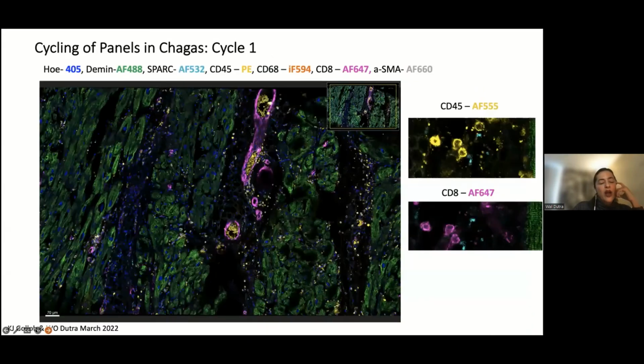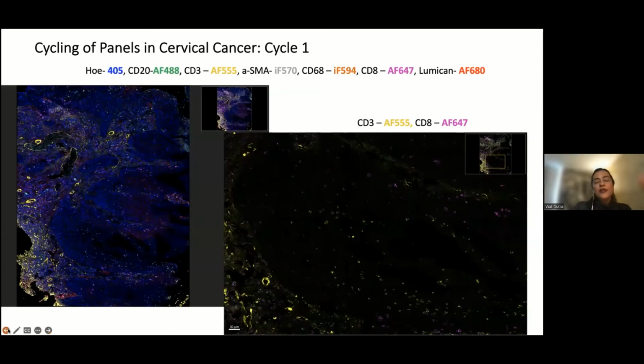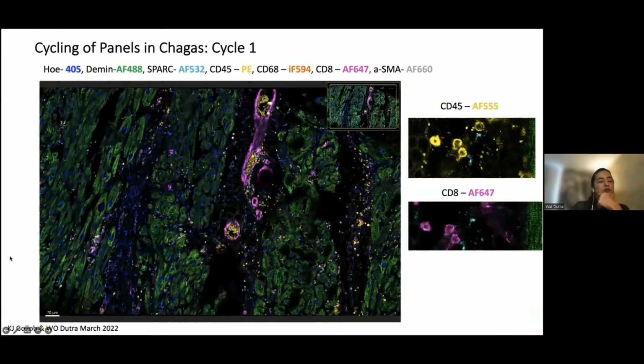Obviously, before we did that, we did the single colors for each one of them to be sure that this would work properly, but this works pretty well. So we've been using it so far. This beautiful staining here, and I believe this is the one that I sent to Cristina because I really like this image, is from a heart of a Chagas patient.